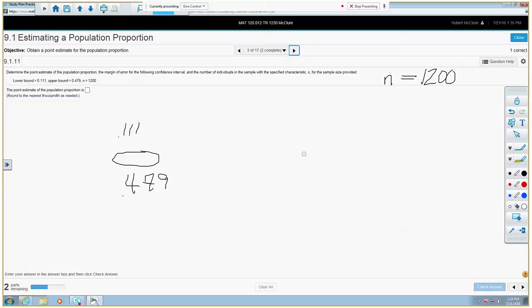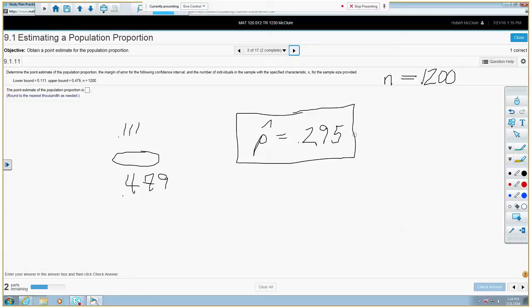0.47. What do we get? What's the total? 0.295. I got 29.5 because I did what you said. You're supposed to take 0.111 and add it to 0.479 and divide by 2. Okay, I got 0.295. Good. Now that's the what? P hat, because p hat's in the middle.